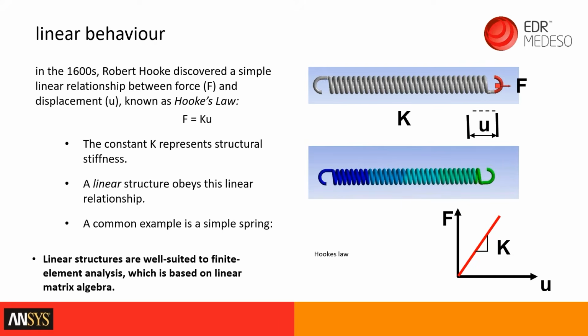Now, linear type structures are very well suited for doing finite element analysis. The reason being is that we only have to calculate the stiffness once, and then we can calculate the behavior of the structure in terms of deformation applied to a particular loading. So doing a linear analysis in codes like Ansys is very computationally efficient, because you only have to calculate the stiffness of the structure once.